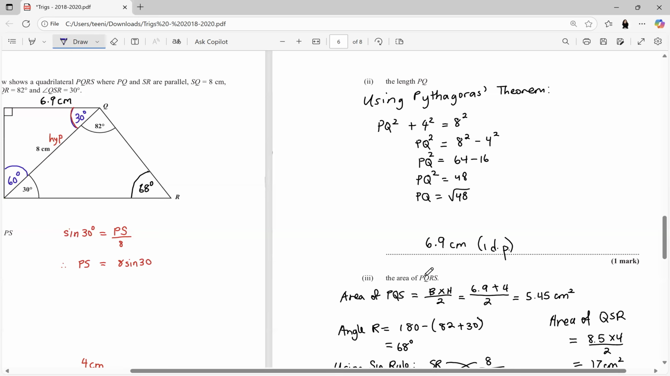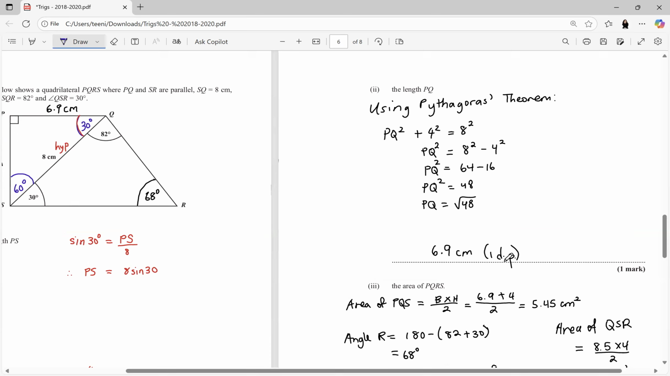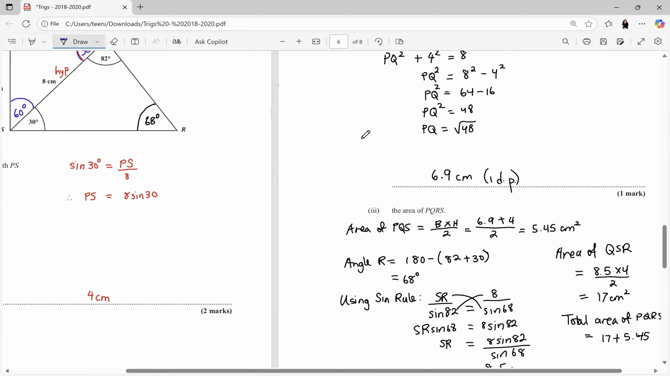Miss, I keep getting 13.8. 6.9 plus 4 divided by 2. Oh, I made a mistake. Oh, Zach. Oh my gosh. Thank you. It's base times height. No, you're correct. You're correct. 6.9 times 4 divided by 2 is 13.8. Zach, thank you so much. Nobody else told me that I didn't get this correct.